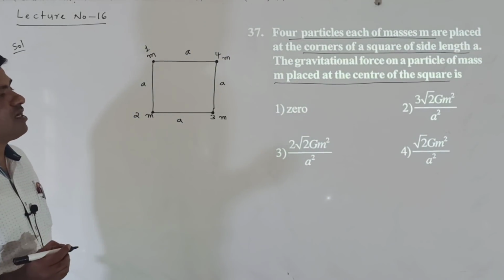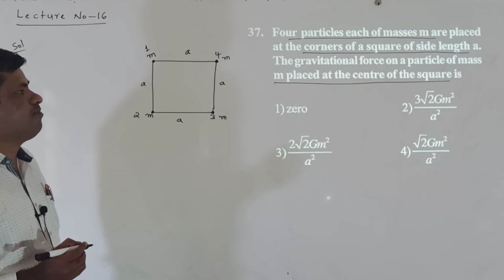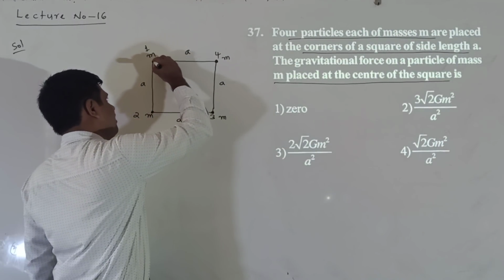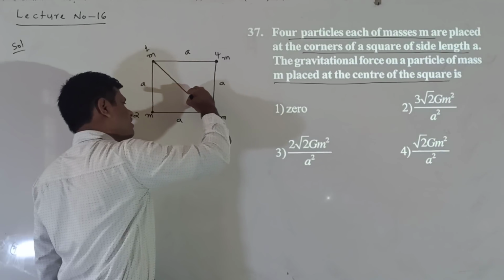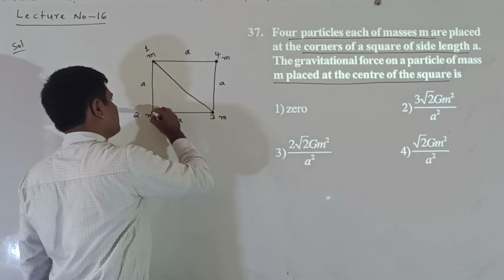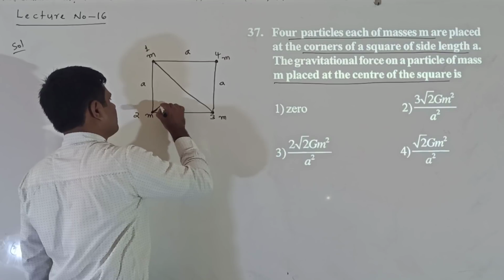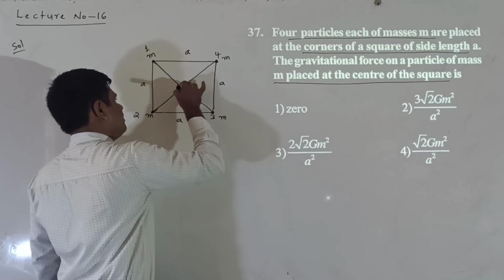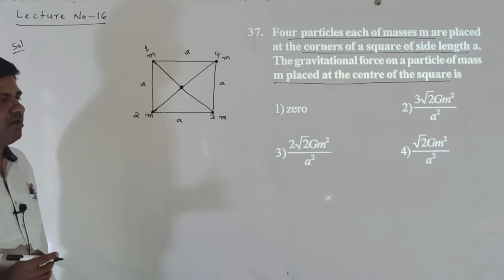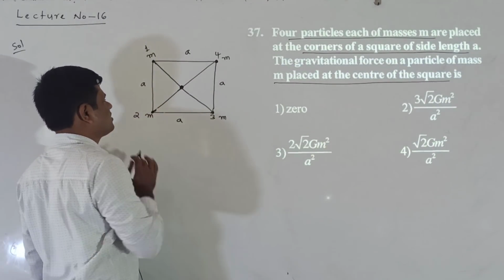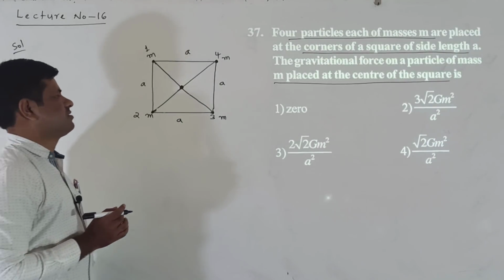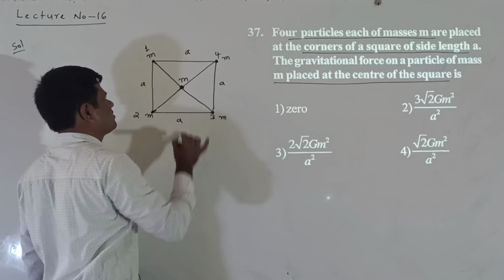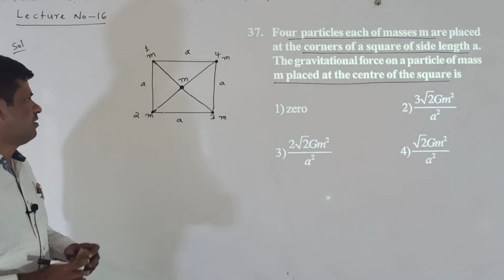Now the gravitational force on a particle of mass m placed at the center of the square. You can join the diagonals. Where the diagonals intersect, that is called the center. At the center I am placing another particle having the mass m. Clear? Right.